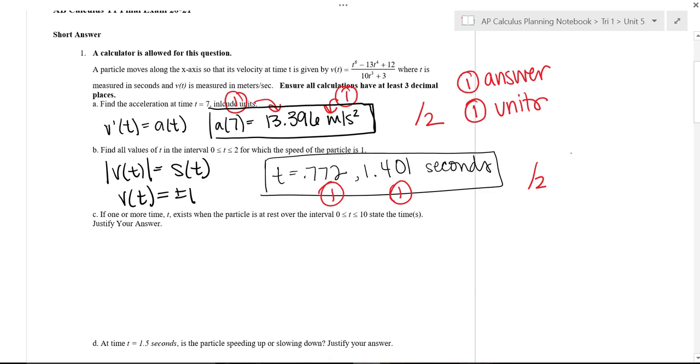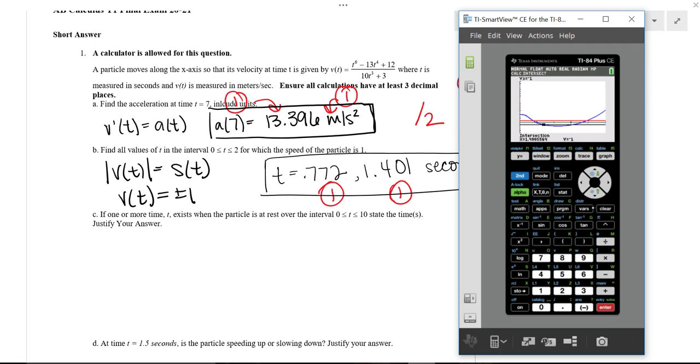If one or more times t exist where the particle is at rest over the interval 0 to 10, state those times. So once again, I'm going back over here. Let's get this cleared out and reset my window. We are looking now at an interval 0 to 10 seconds. So I'm going to go over to my window, bump that up to 10, maybe 11.